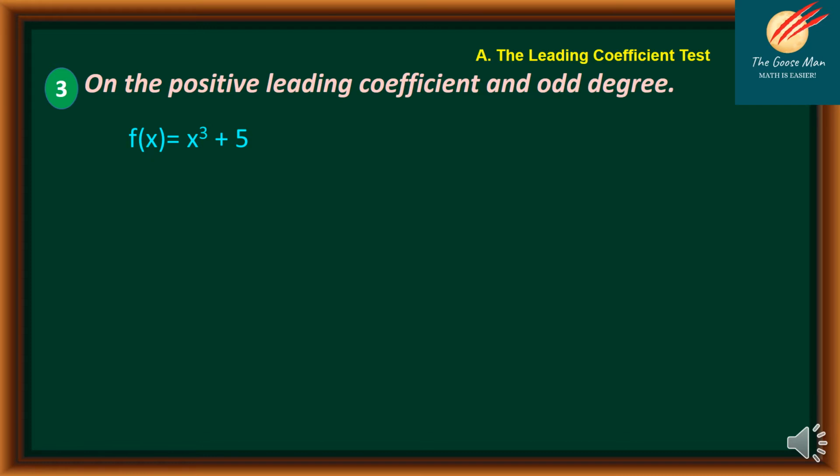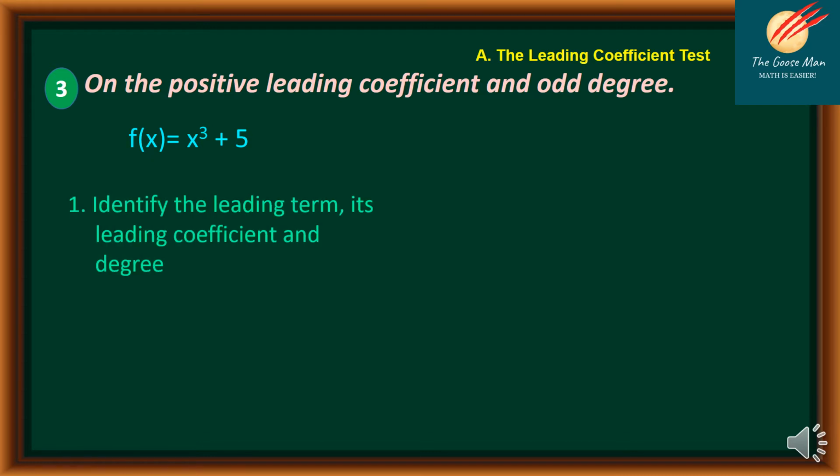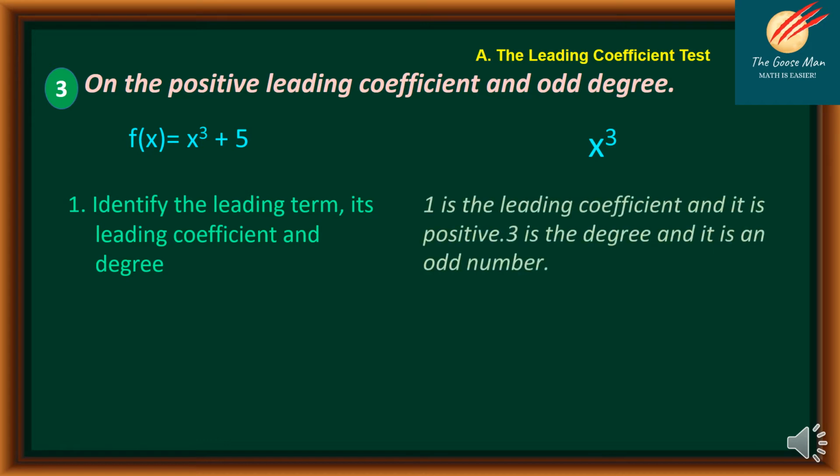Let's move on to the positive leading coefficient and odd degree. So let's have the function f of x is equal to x cubed plus 5. So again, the first step is identify the leading term, its leading coefficient, and degree. So we will take x cubed. So 1 is the leading coefficient and it is positive. 3 is the degree and it is an odd number.